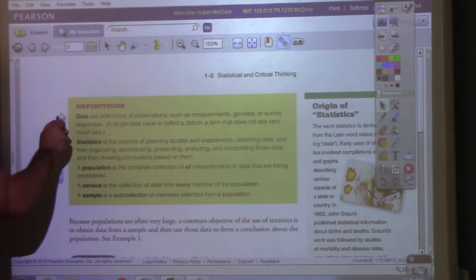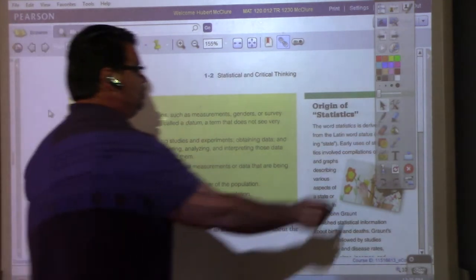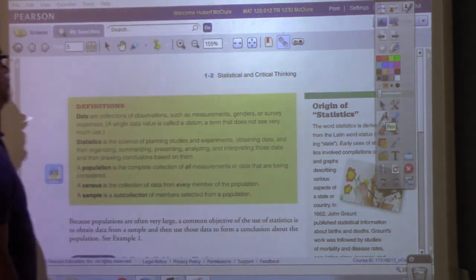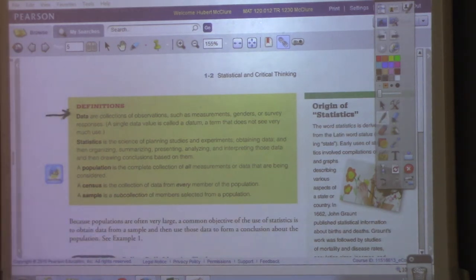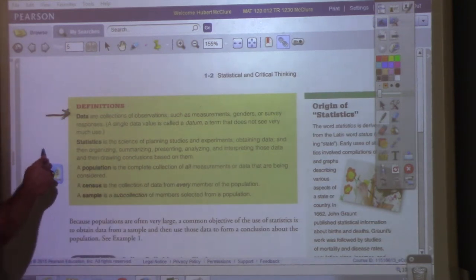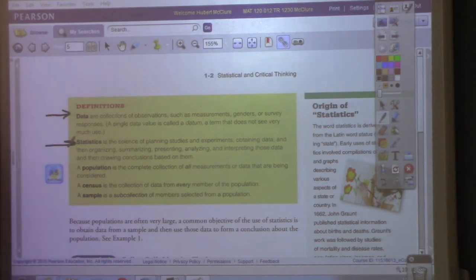Make sure you know what data is. This is on page 5. Data is how many white cars are in the parking lot. That's data. How many trees are in the parking lot. That's data. Now, we don't know how many. We go out and look. We go out and count. That's the statistics part. It's going out and counting, going out and getting the information. That's this right here. So there's two possible test questions right there.